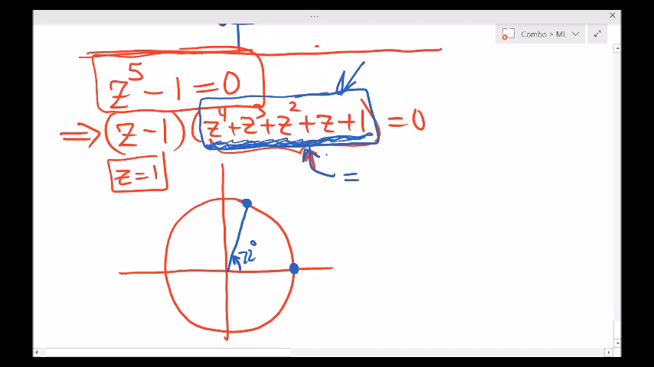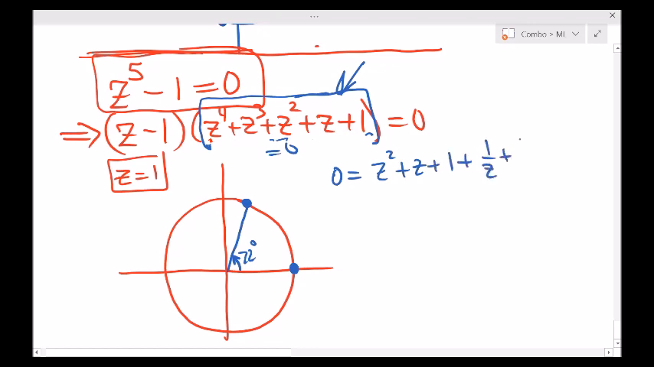because this thing is still equal to 0, right? Either the first factor is 0 or the second one is 0. So it is still 0 after division by z squared, it shouldn't matter, right? So I have z squared plus z plus 1 plus 1 over z plus 1 over z squared. Hey, now I can group them together, right?